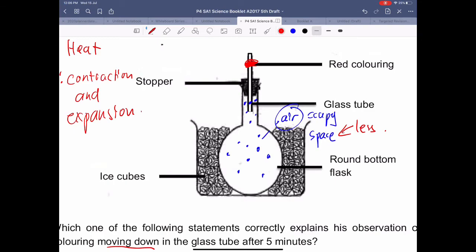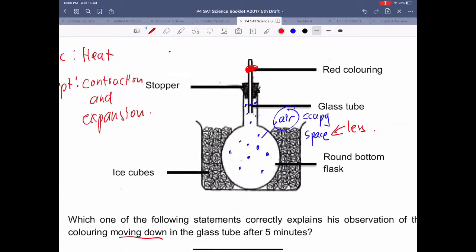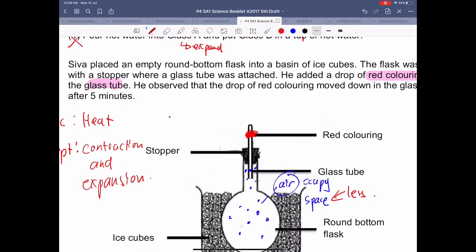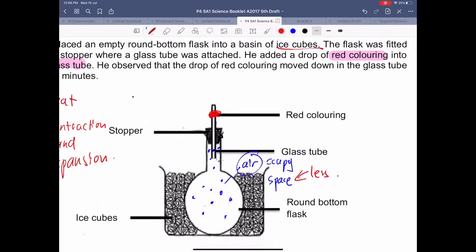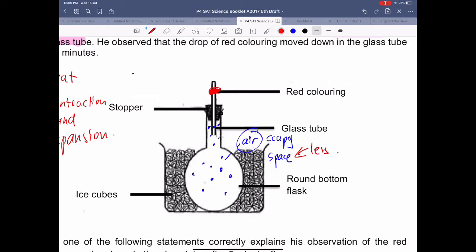So to do that, you think about it, he put ice, correct? He put it into a basin of ice. So basically what will happen is, remember, what is one of the ways that air can actually occupy less space? It's through what? Either being compressed or it has what? Contracted.